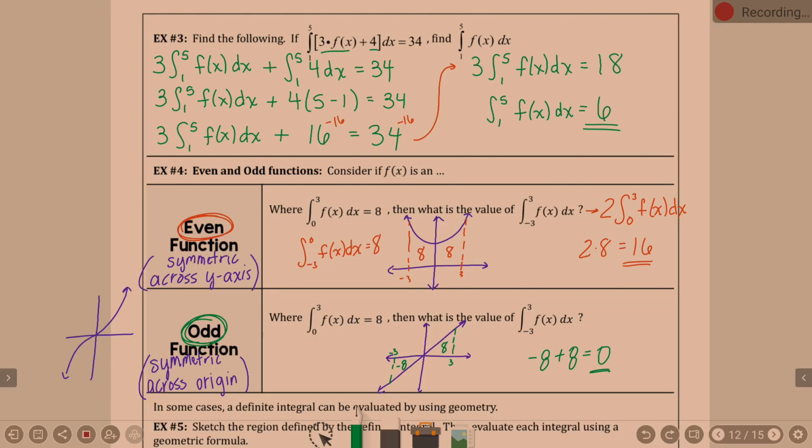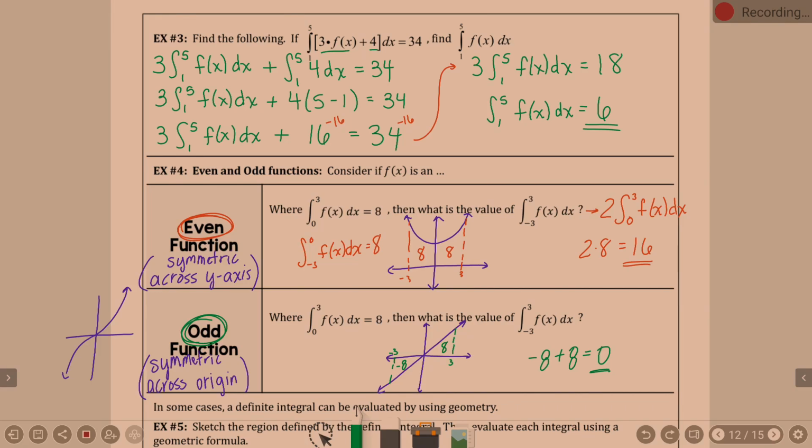Do we understand the difference between the two? There are definitely times, especially when we get into actually doing the antiderivatives of functions and plugging our bounds in, which is coming, that if you know you have two identical pieces, instead of going from negative 3 to 3, you can do 2 times the integral from 0 to 3. There's definitely good there because it's always easier to work with a 0 than another number, especially a negative.